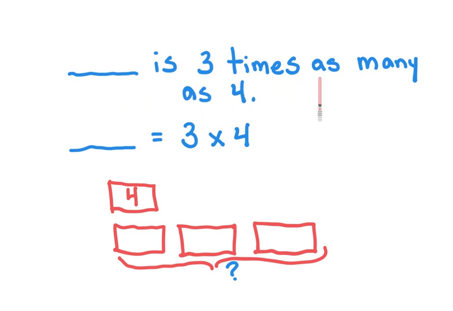Blank is 3 times as many as 4. So we can think 3 times 4, just like we did in lesson 1. And 3 times 4 is 12. So 12 is 3 times as many as 4. And how we would place that in our tape diagram is we would put a 4 in each of the boxes to represent 3 times as many as 4.